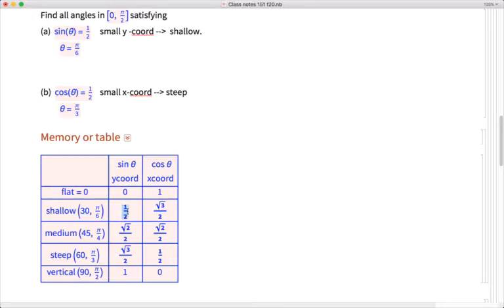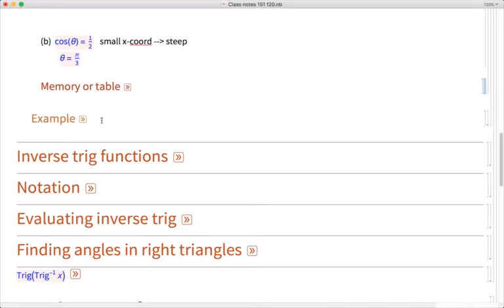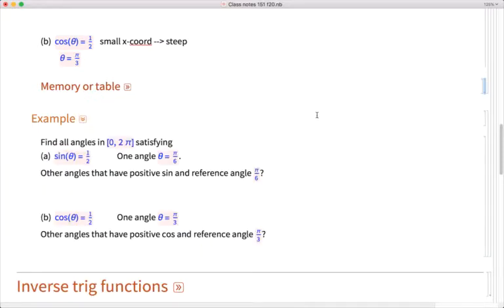For sine being a half, the angle was either pi over 6 or 30, and for cosine being a half, the angle was going to be 60 or pi over 3. Okay, so the table is what's going to help us when the interval is from 0 to pi over 2.